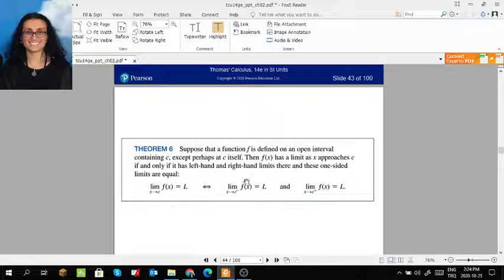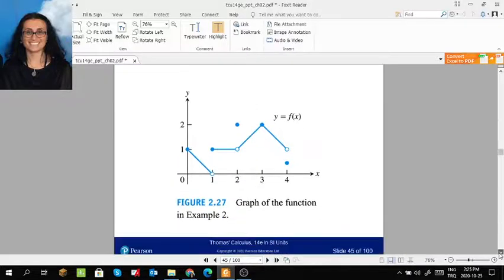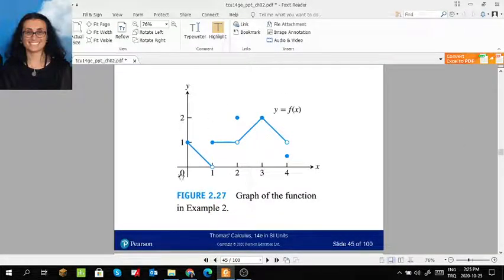This theorem says that f is going to have a limit at the point as x approaches c if the left limit is L and the right limit is L and they agree. They both have to be the same number, which is L. That's what I told you before. So this theorem states that.